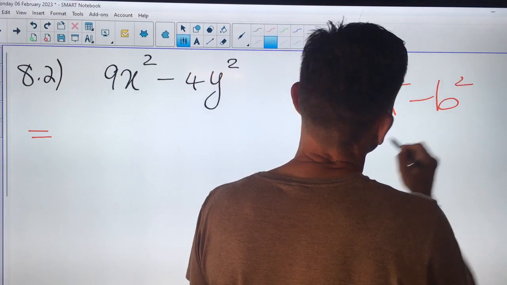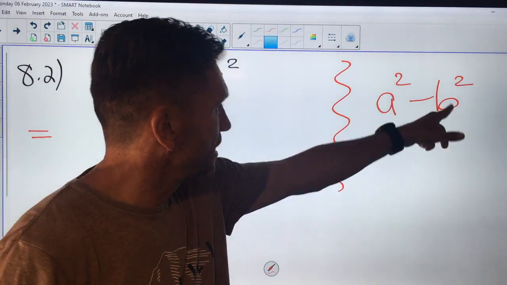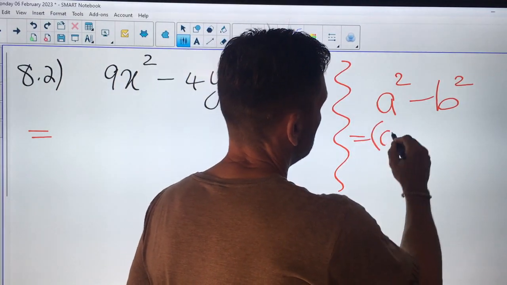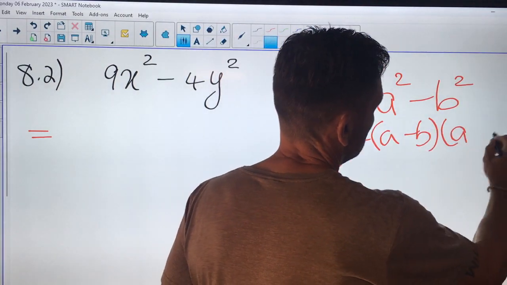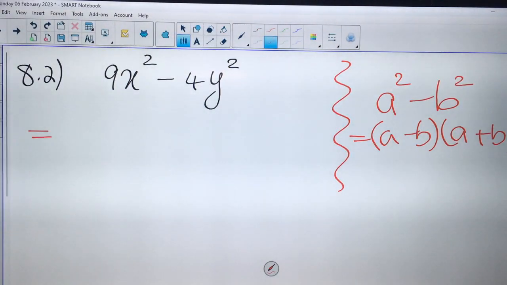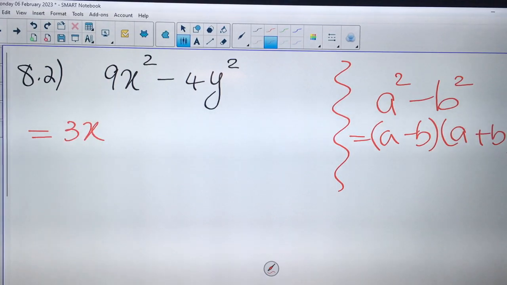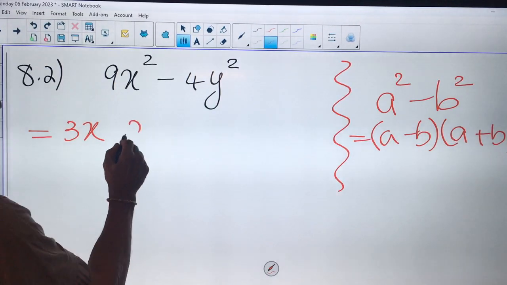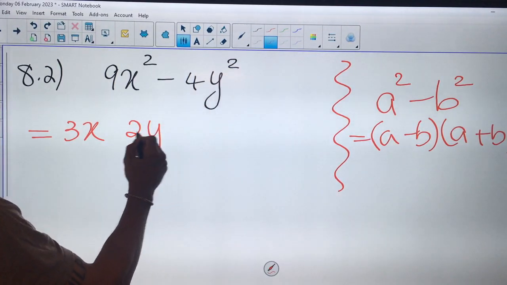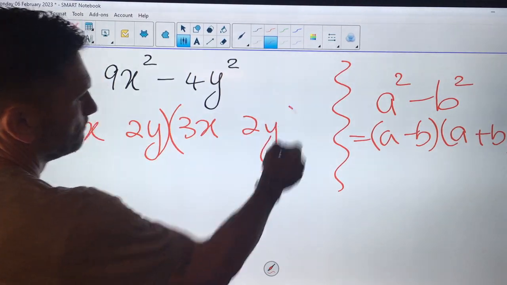A squared minus B squared. Difference of a square and a square. So this becomes A minus B, A plus B. Always like that. So we calculate the square root of the first number. Square root of 9 is 3. Square root of x squared is x. Square root of 4 is 2. Square root of y squared is y. So there's my first bracket. The second bracket is the same.